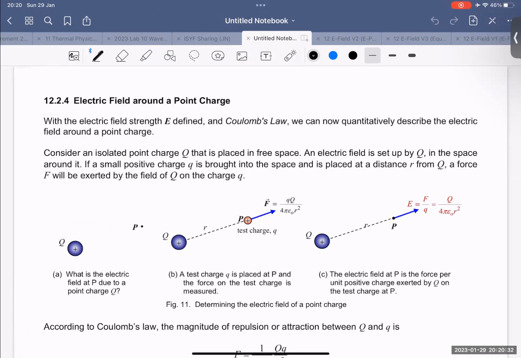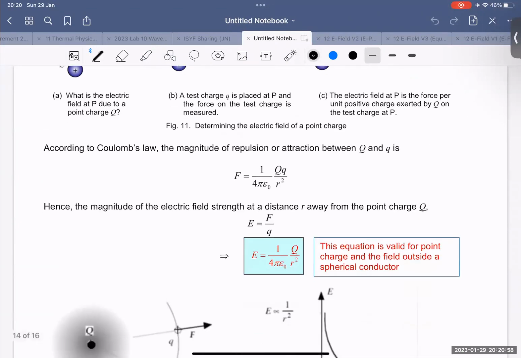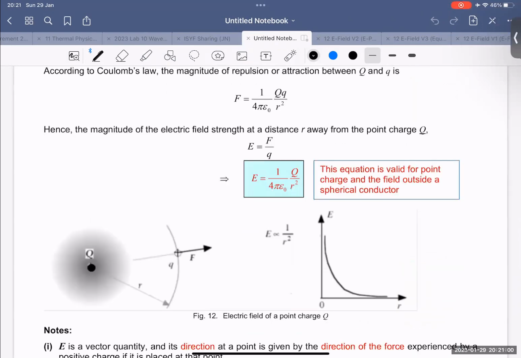Electric field around a point charge. We can find the force is Q q over 4 pi epsilon 0 R squared. Electric field is force per unit charge, so it's F over small q. Therefore we have Q over 4 pi epsilon 0 R squared. This electric field belongs to the charge big Q. Now this equation, E equals 1 over 4 pi epsilon 0 Q over R squared, is valid for a point charge. It's also valid for the field outside a charged spherical conductor.